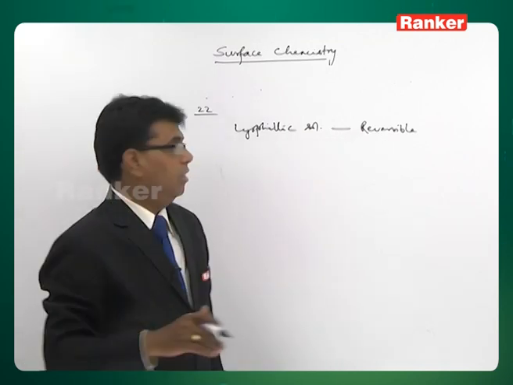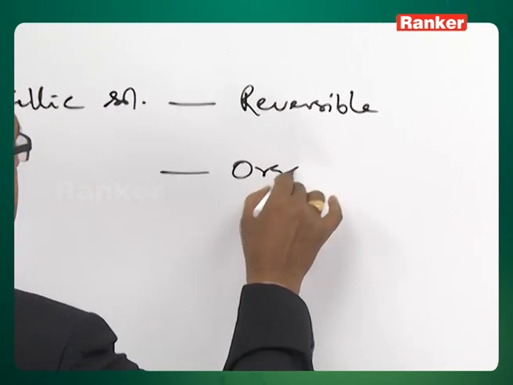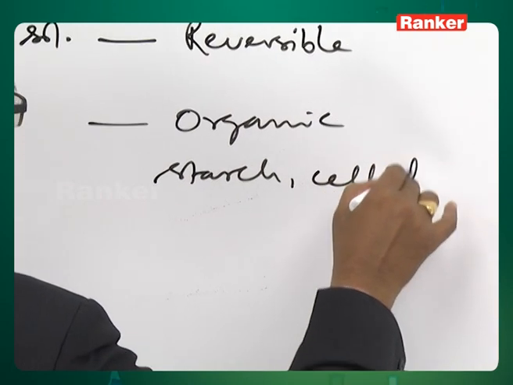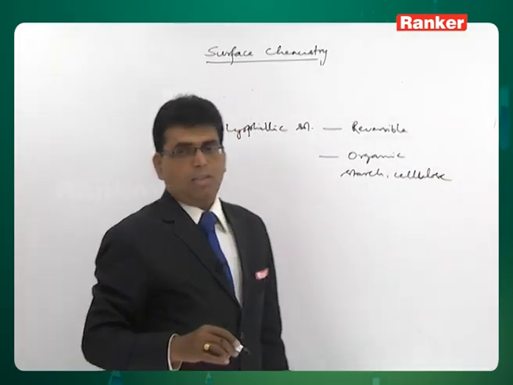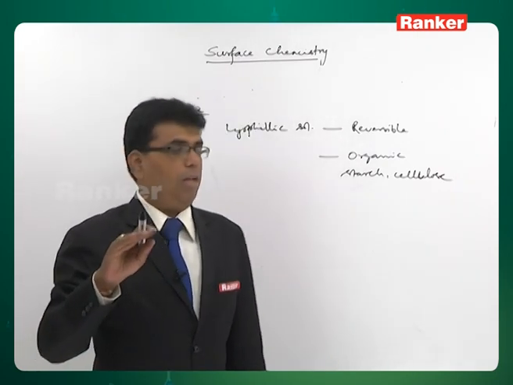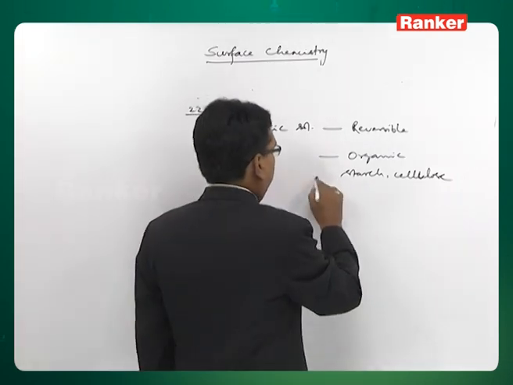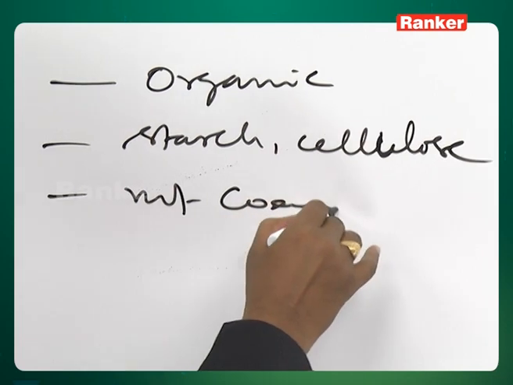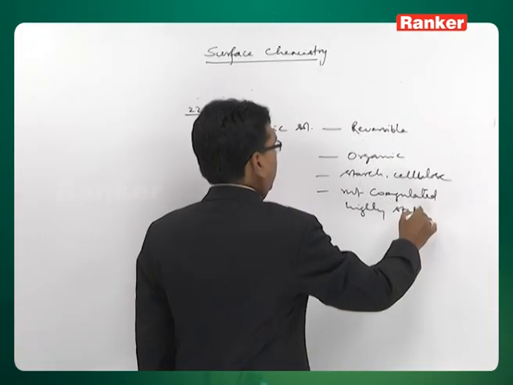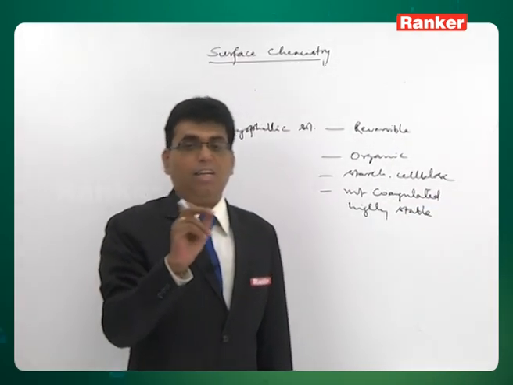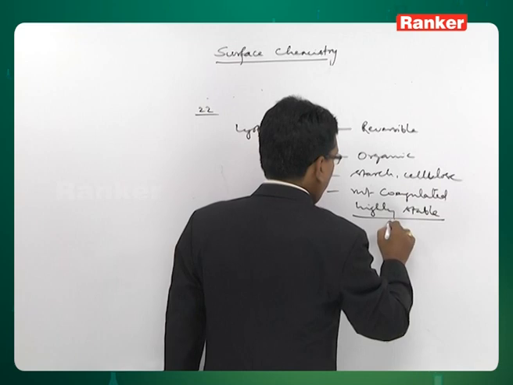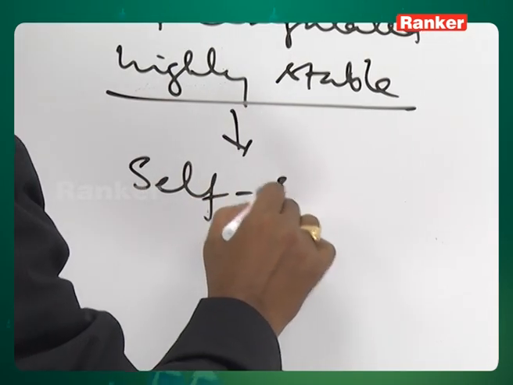Second option, the lyophilic sols are prepared from organic compounds like starch, cellulose, etc. So, they are organic compounds, but not inorganic compounds. So, option 2 is also wrong. Third option, they are coagulated by adding electrolytes. They are not coagulated. They are highly stable. Why are they highly stable? Because of the greater attraction between the dispersed phase and dispersed medium. So, they are highly stable, or you can say they are self stabilized.